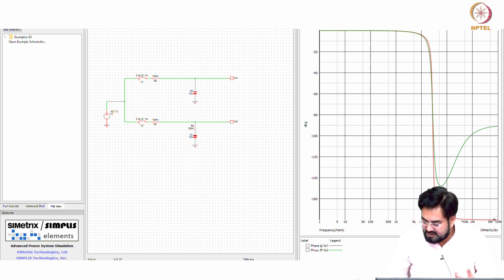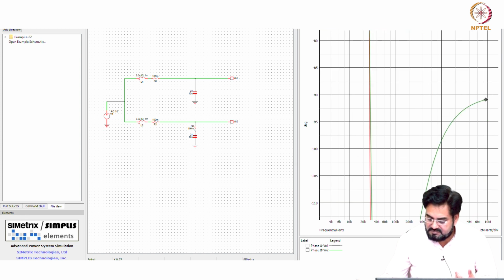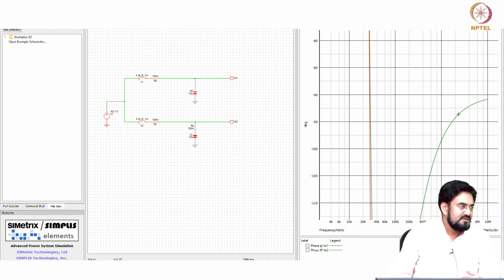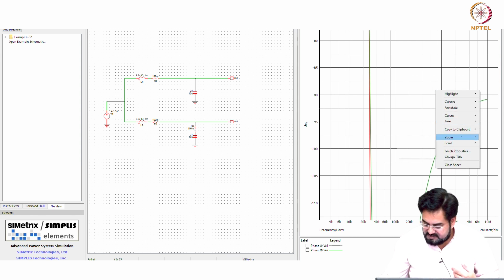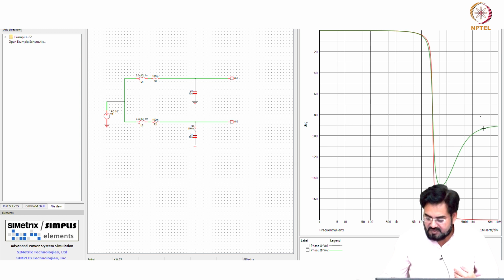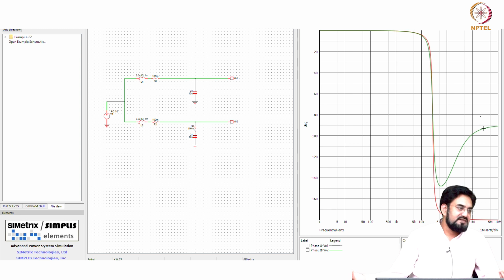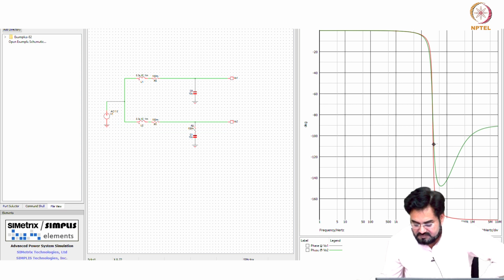I am plotting only up to 10 megahertz, but eventually at higher frequency it will go close to minus 90 here, 90.9, so only 1 degree difference. Because the 90 degree phase shift you get from the 0 is at infinite frequency theoretically, and that is why it is not showing 90, but very close to 90. So, that is the advantage.